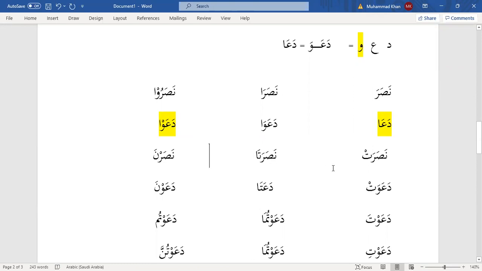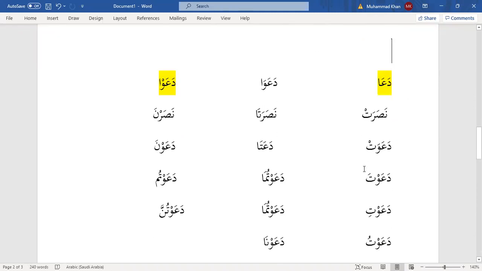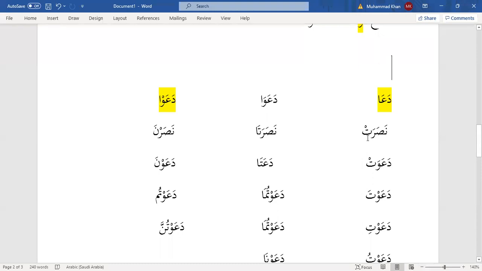Okay, now nasara, nasara, nasaru, da'a, da'awa, da'u. So what I'm going to do now, I want to remove this one because we don't need it anymore, so it shouldn't cause any confusion to us. Then we move on to the fourth one, which is nasarat. Fourth one is what? Nasarat. And then we have nasarata, nasarna. Okay, then here it is da'awat. What is this? Nasarat and da'awat. They are the same, they are equal.